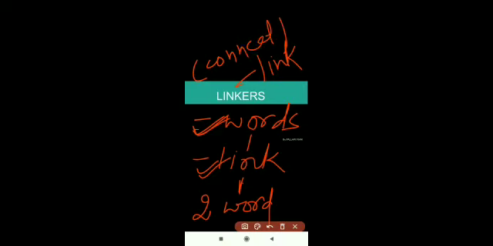We can also use another word, that is combine, and these all are known as link. So linkers are words, and the second is linkers link. But what do they link? They link two words. They connect two words. They combine two words. Okay, now come to the next page.